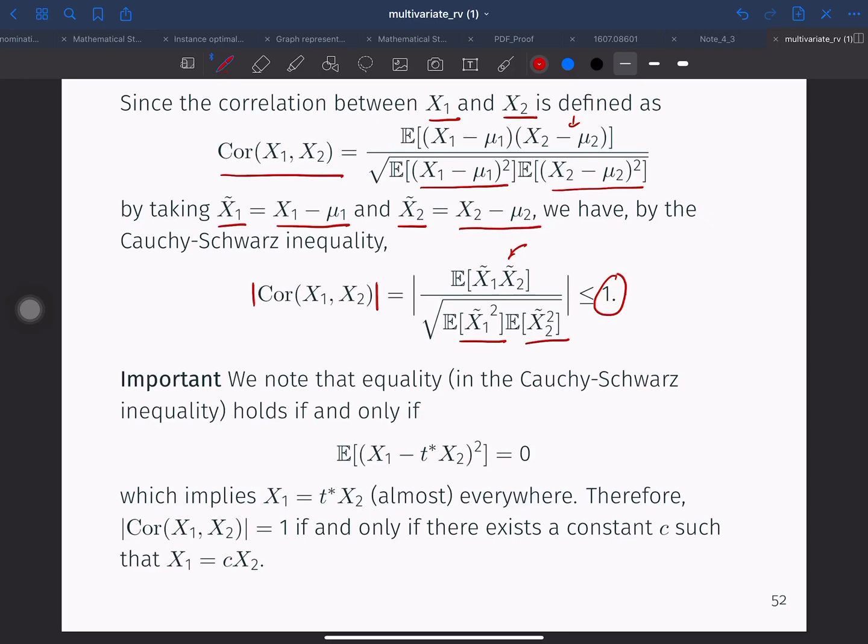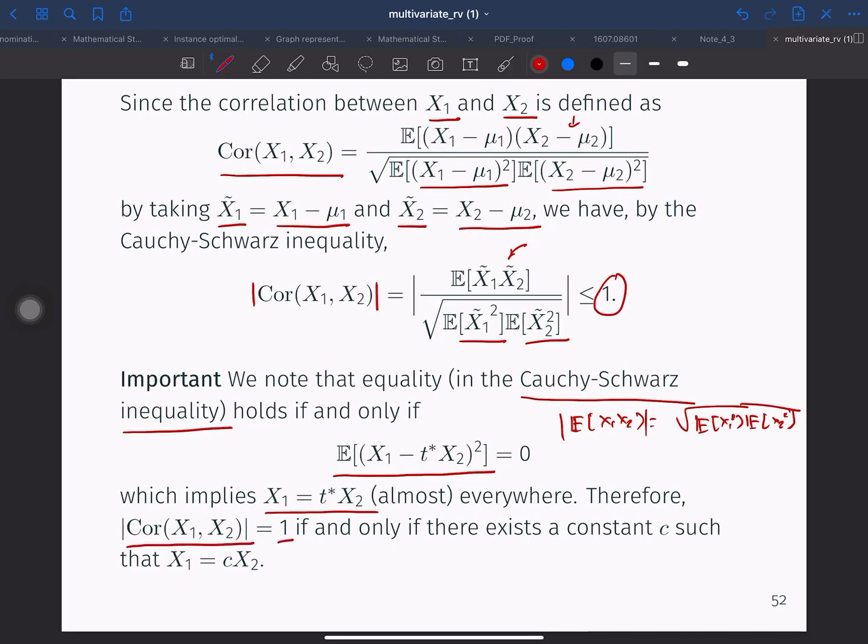And finally, in the notion of the Cauchy-Schwarz inequality, equality holds. That means the expected value of x1 x2 is equal to the square root of the expected value of x1 squared times the expected value of x2 squared. Equality holds only if this quantity is really equal to 0. If that's the case, then the expected value of a squared quantity is 0 if and only if x1 is equal to t times x2 everywhere. So in that case, the correlation between two random variables is equal to 1 if and only if there exists a constant such that x1 is a constant times x2. This is a very useful observation to note.